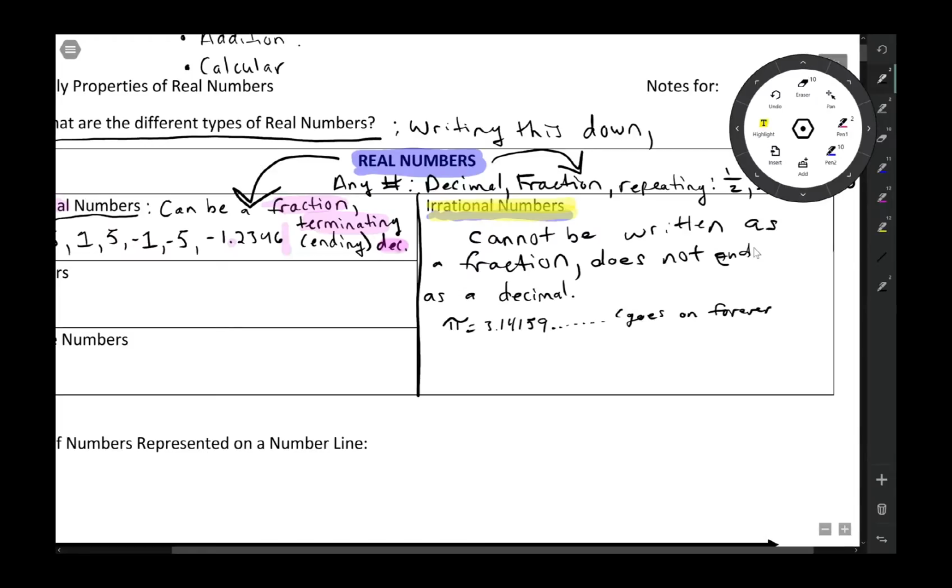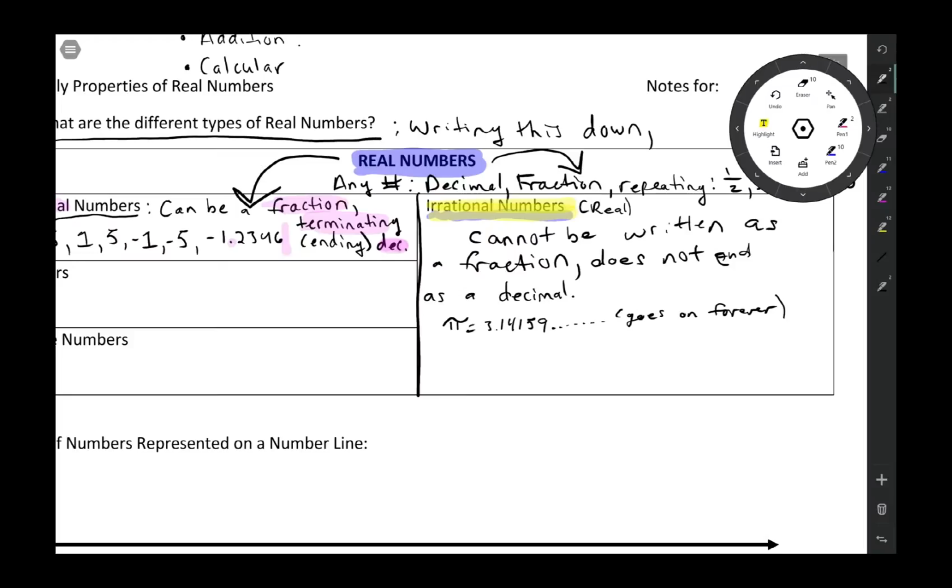Okay, it's not rational. It's not that it's not real. Again, they are real numbers. They are just not rational. Okay, it goes on forever. It's out there. We can see it, but we don't have a definite answer as to what's going on.